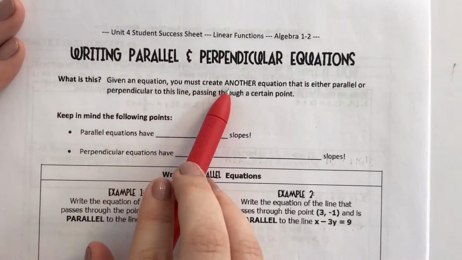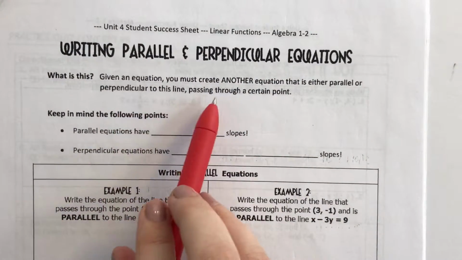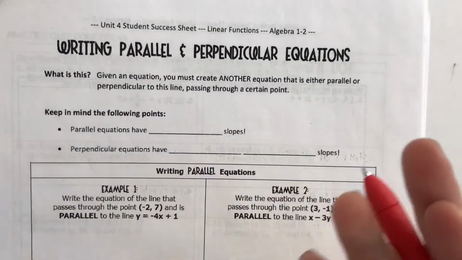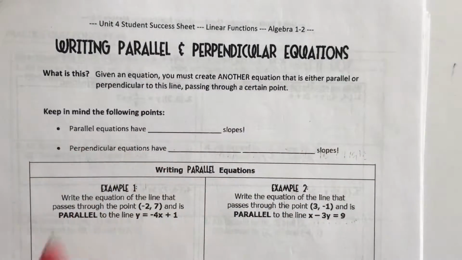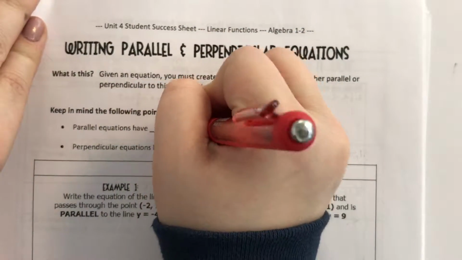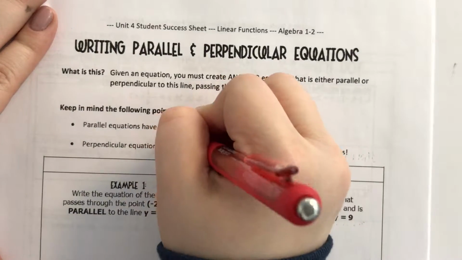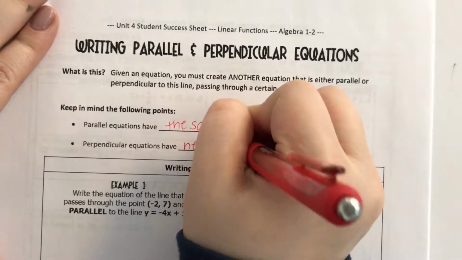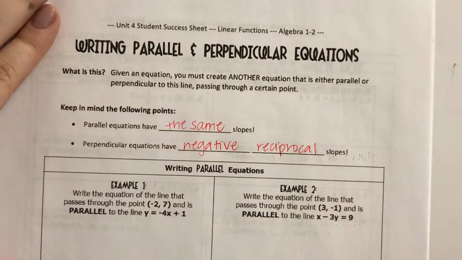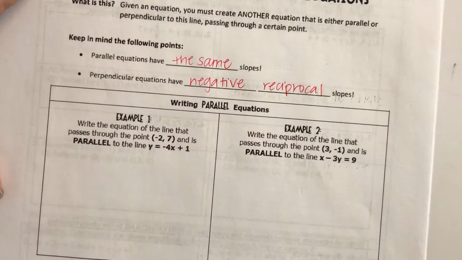Given an equation, you must create another equation that is either parallel or perpendicular to this line passing through a certain point. Okay, so it's going to tell you what to do, and I'm going to show you how to do it. Keep in mind the following points. Parallel equations have the same slope, and perpendicular equations have negative reciprocal slopes. Okay, those are things to remember as we go through this.